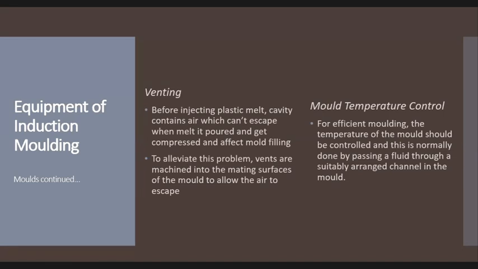Now, there are two additional systems, like venting. Before injecting plastic melt, the cavity contains air which can't escape when the melt is poured, and gets compressed and affects mold filling. To alleviate this problem, vents are machined into the mating surface of the mold to allow the air to escape. And for efficient molding, the temperature of the mold should be controlled, and this is normally done by passing fluid through a suitably arranged channel in the mold.